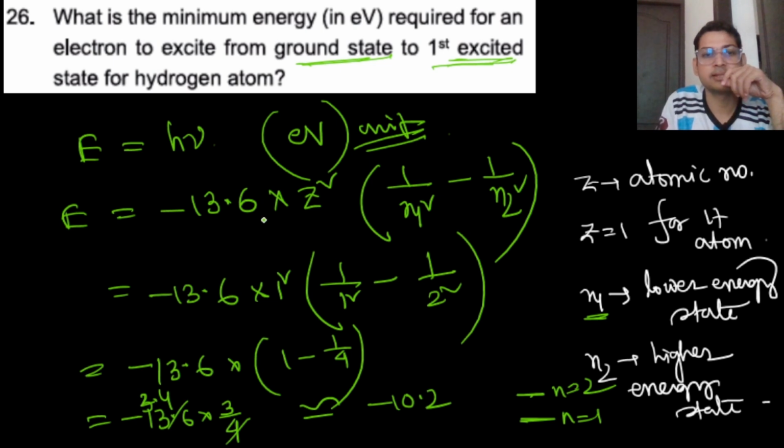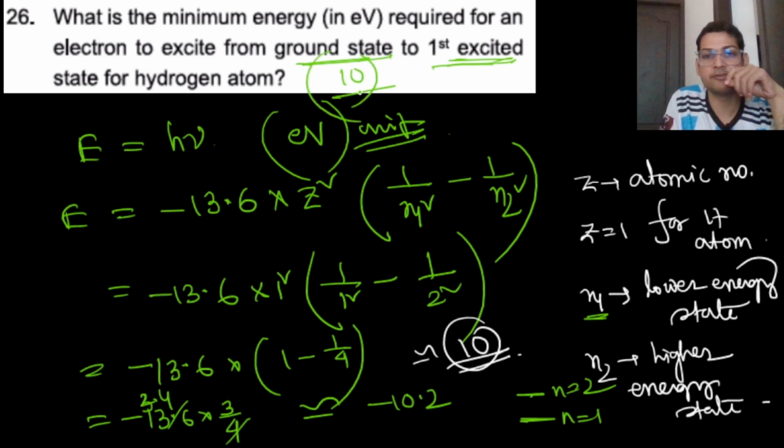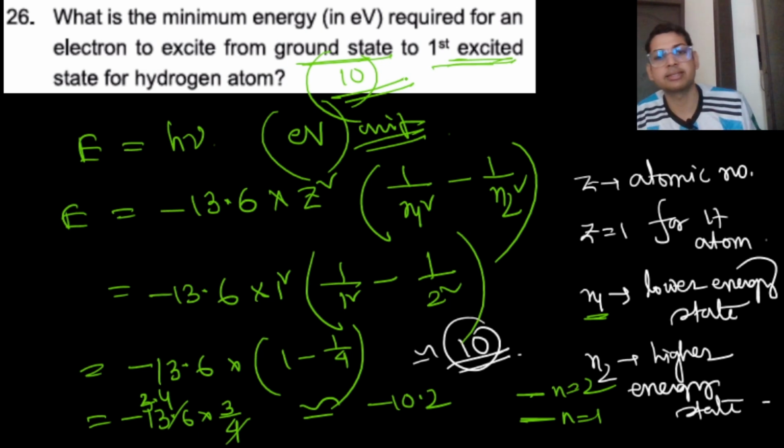So yes, the answer will be near about 10. Okay, 10 will be your answer. You have to give the answer in integer value. So 10 will be your answer, 10 electron volt. Okay. So by this way you have to do these questions.